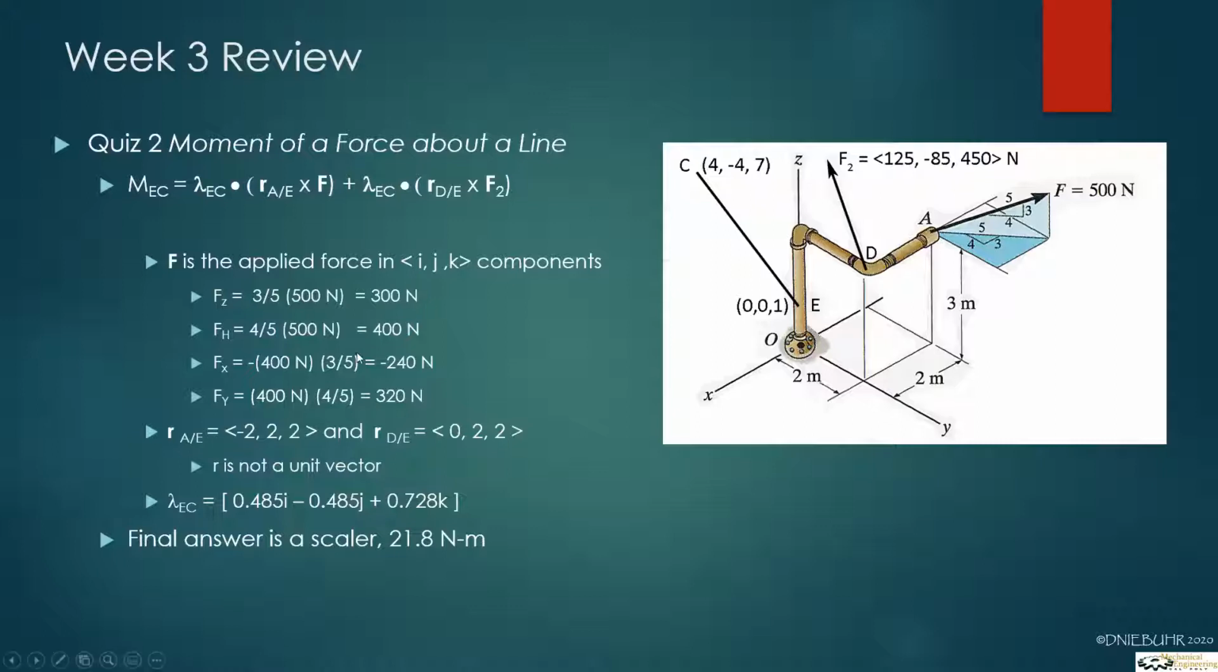I just want to point out a couple of things on the quiz that I saw as kind of a common theme. First off is understanding this relationship, that the moment about a line is a scalar value, and that you have to have the unit vector of the line, EC. And I saw different permutations. I saw some people dot cross product, the unit vector with force. Some use the R vector as the dot product.